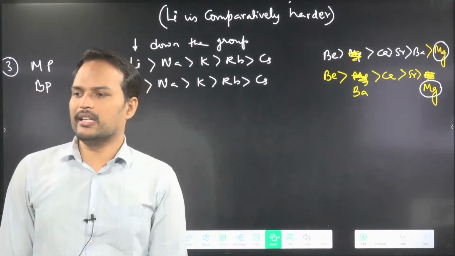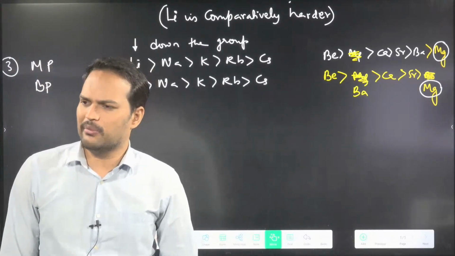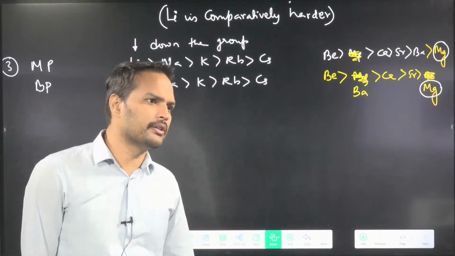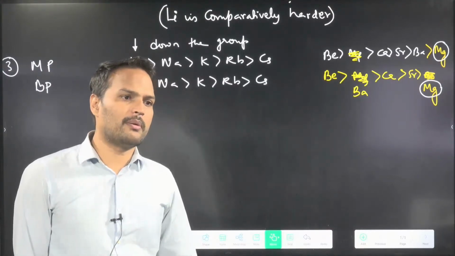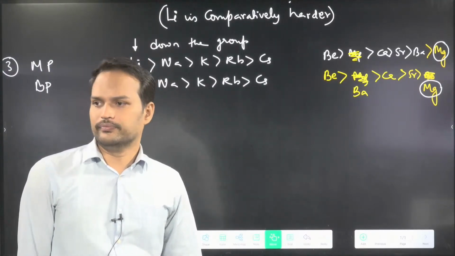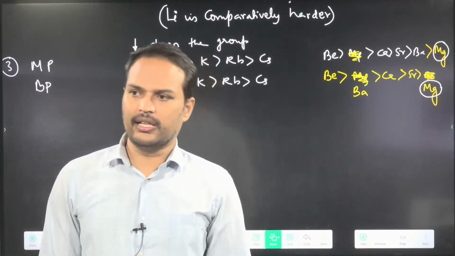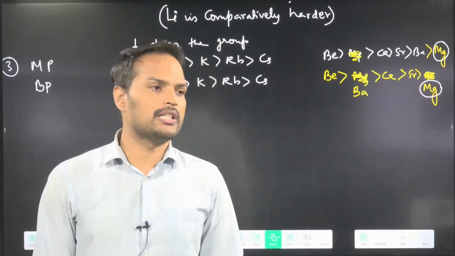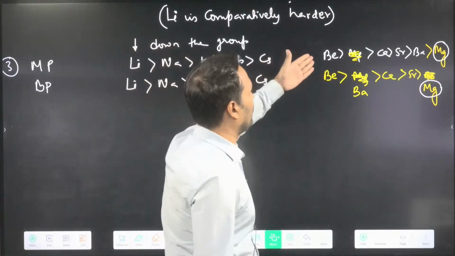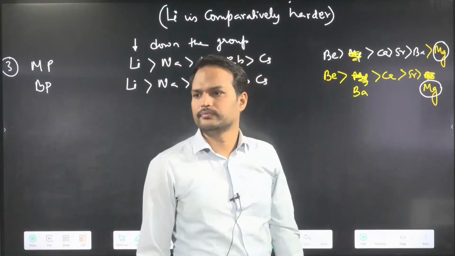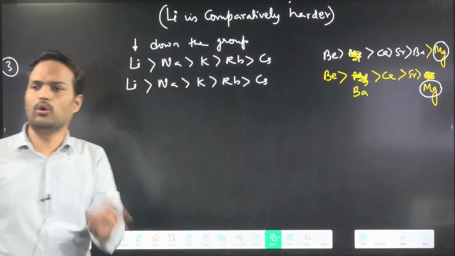So finally, we have to remember three things now. This is more important. We have written many things, but mainly we have to remember three things. We have to remember density: density of alkali metals and density of alkaline earth metals. Then we have to remember the melting point order and boiling point order of alkaline earth metals. In alkali metals, there is no problem.